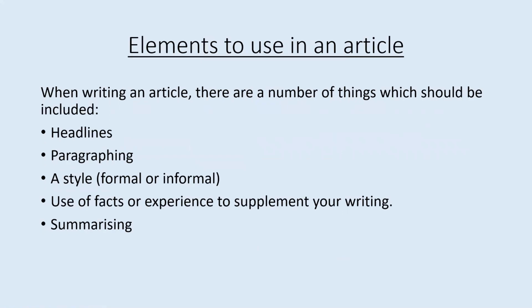So when you're trying to put an article together, there's a number of things which you should include. You should include a headline, which will act as the title for your article. You should use paragraphing in order to separate out the different items and aspects of the article. You should choose a style, either formal or informal, depending on what it is you're writing about. You should try to include facts or personal experience to supplement your writing. And you should also use a summary to complete your article.